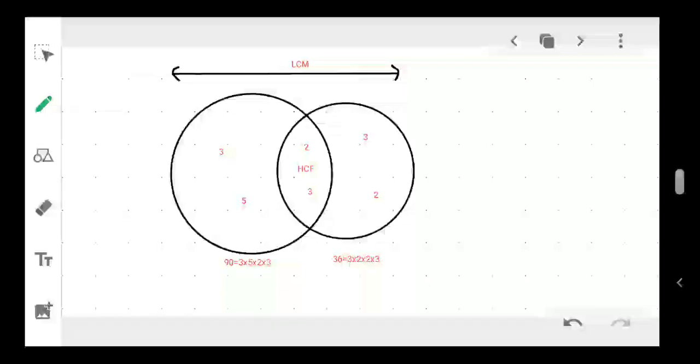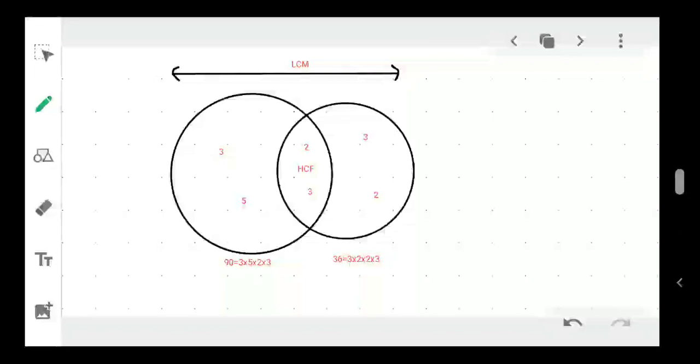Everyone, so today we are going to do something with LCM and HCF. Till now we know how we can calculate our LCM, that is our lowest common multiple, and our HCF, that is our highest common factor. In this picture you can see that I have used two circles to identify LCM and HCF.